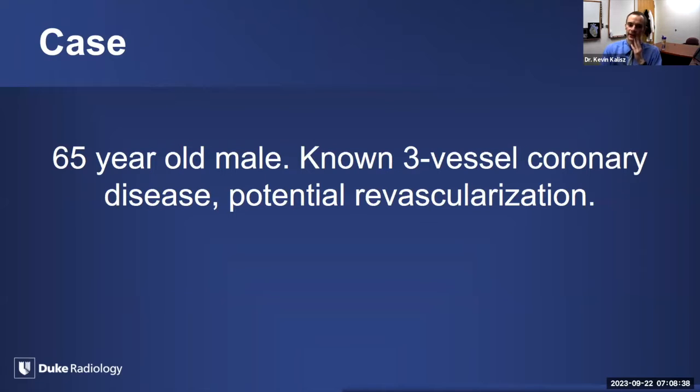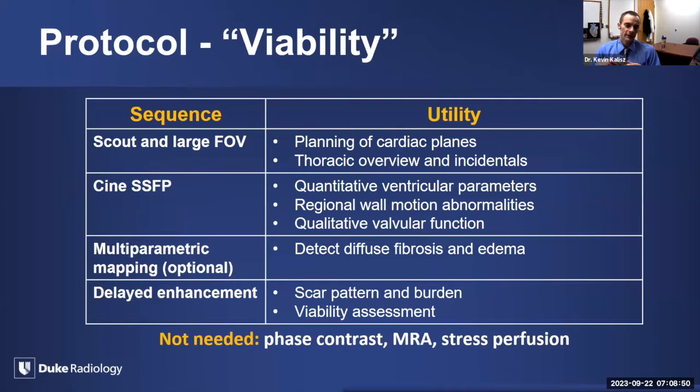So first, we have a 65-year-old male, known 3-vessel coronary disease, and we're considering this patient for potential revascularization. So generally, this is a translation for a viability study. For each of these cases, I'll go over a particular protocol. This will be pretty much repetitive, though I'll go over some key additions or subtractions for each of these.